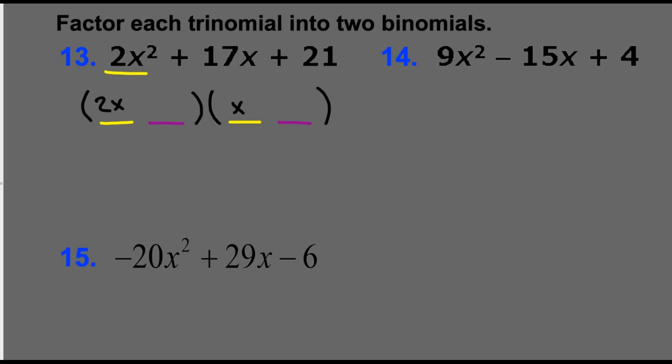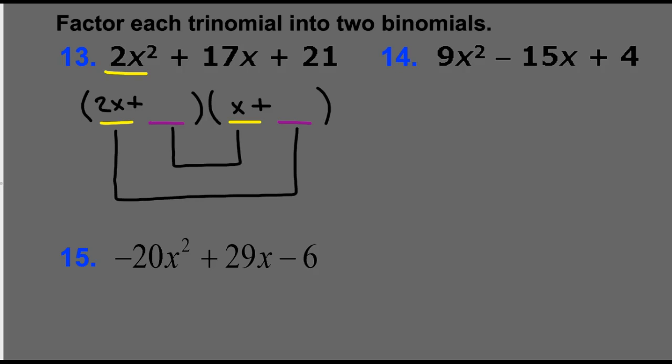Factors of 21. Now this is a bit of a thinking-ahead situation. What would make my outside products plus my inside products, because the last term's positive and the middle term's positive, so they're plus, plus. What would give me an outside product and inside product that would add up to 17? I like to start with the middle factors. I'm not going to start with 21 and 1. I'm probably going to start with the ones that are closer together, like 7 and 3.